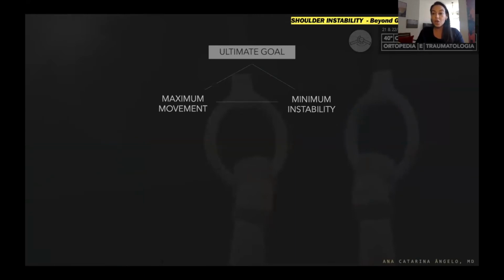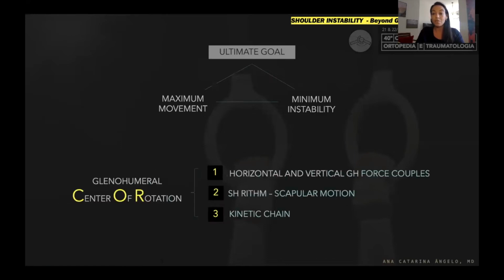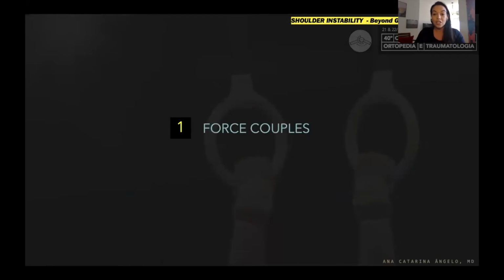So our ultimate goal in the shoulder girdle movement is to have maximum movement with minimum instability. This means that we have to maintain the rotator cuff and the shoulder girdle range of motion all along. We have to maintain the glenohumeral center of rotation. And this can be done following 3 principles. We have to have correct horizontal and vertical glenohumeral force couples. We have to have a good scapulohumeral rhythm, and that's the scapular motion. And third, last but not least, we have to have a correct kinetic chain. So let's go point by point.